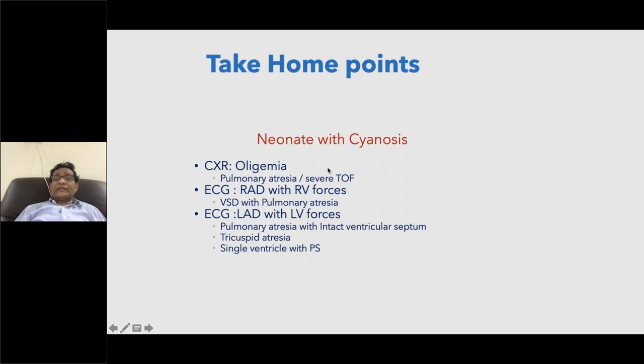So a neonate with cyanosis, X-ray showing oligemia, please have a diagnosis of pulmonary atresia or severe form of tetralogy of Fallot. If ECG is showing right axis deviation with RV forces, then it is VSD with pulmonary atresia. If ECG is showing left axis deviation with LV forces, you please consider it is pulmonary atresia, intact ventricular septum, tricuspid atresia, or a single ventricle with PS.